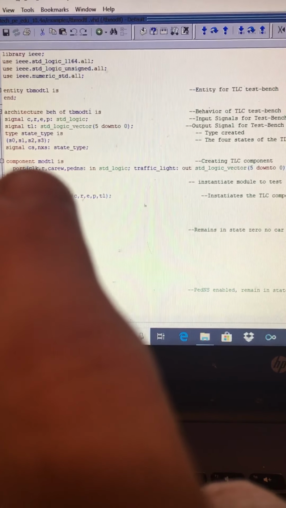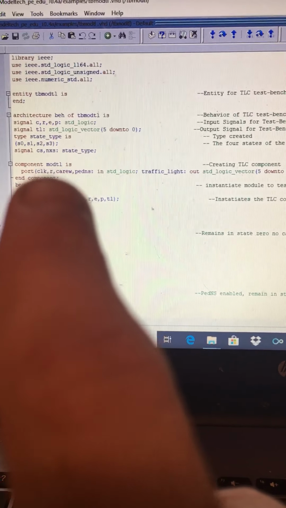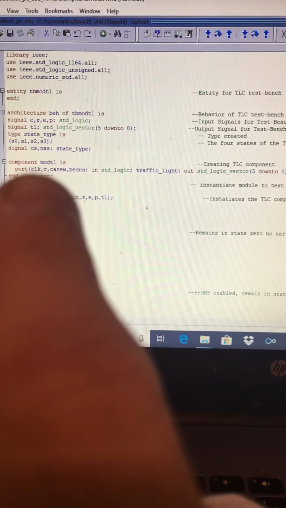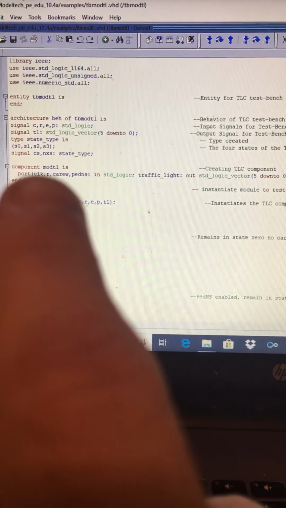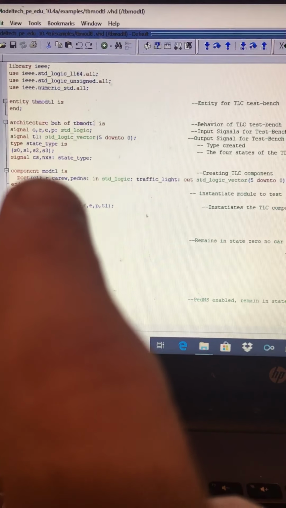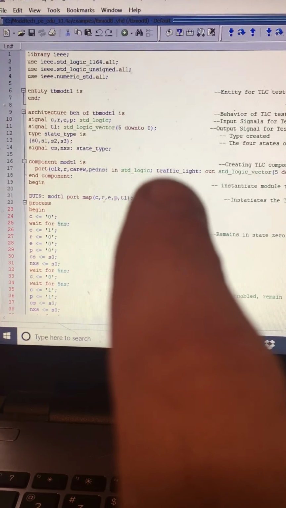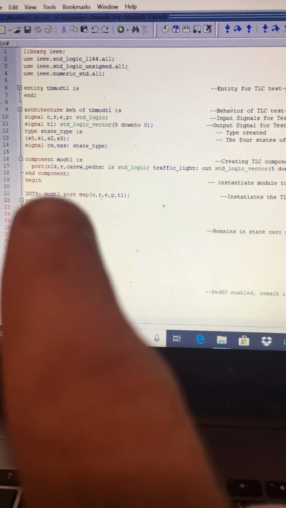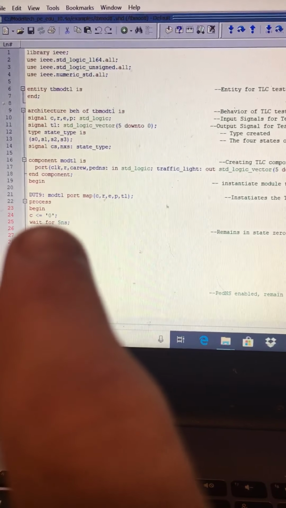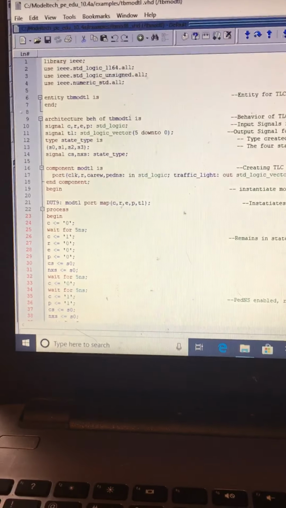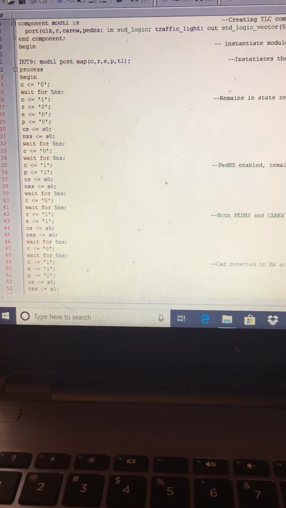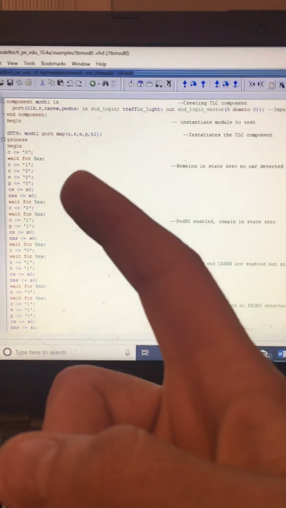And then I created the component for the modified traffic light. And here are its ports. It's got 4 1-bit inputs: clock, reset, car east-west, pedestrian north-south, and a 6-bit traffic light output. I instantiate that component, and then I begin my process. And so I start off at the first rising edge.